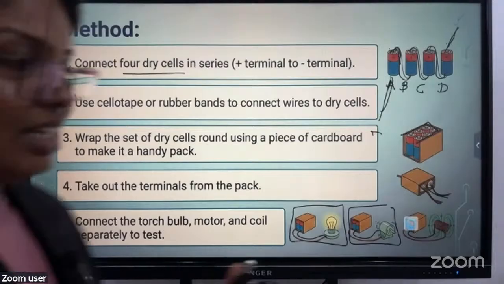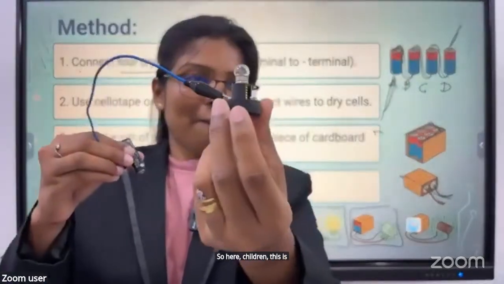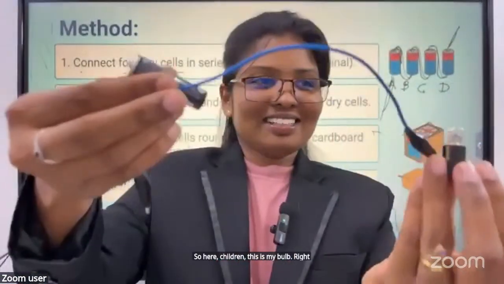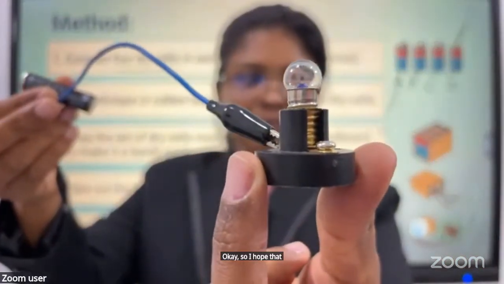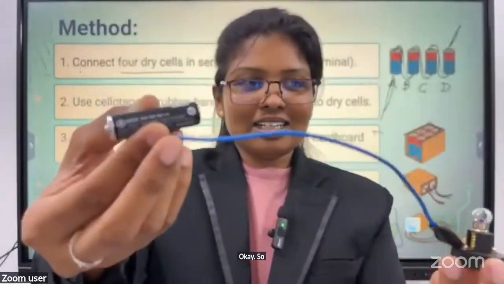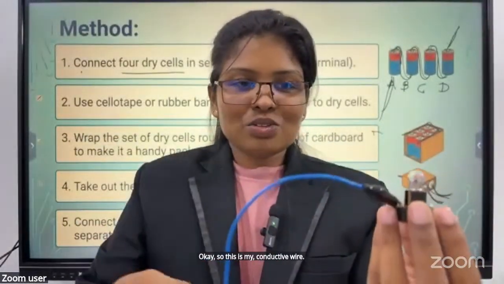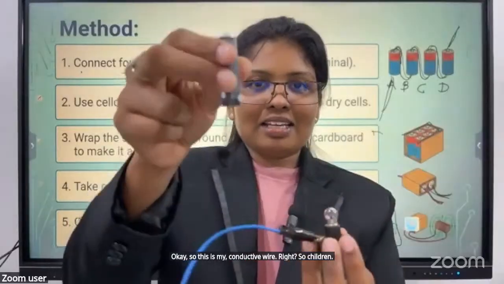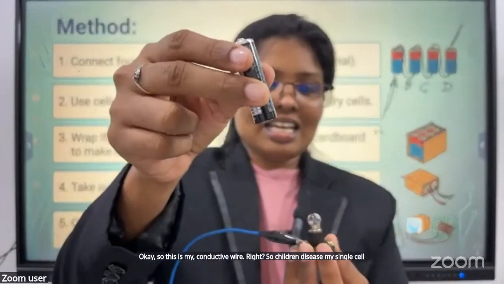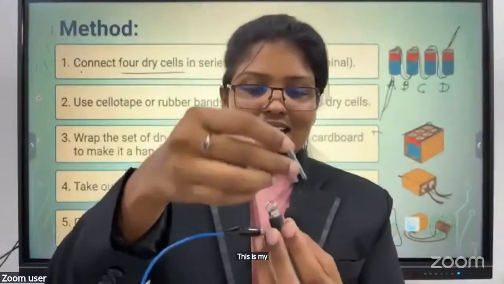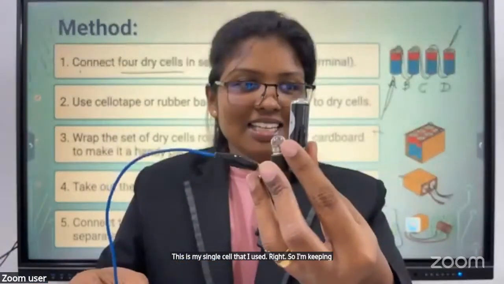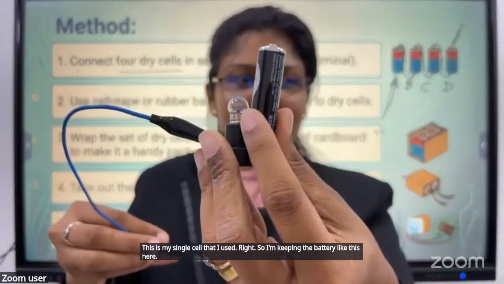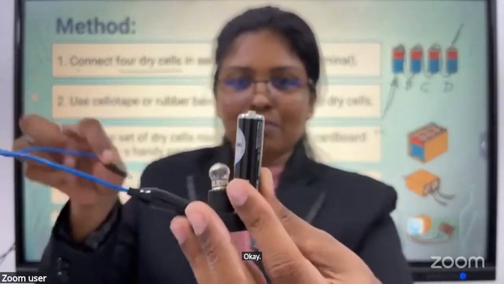So here children, this is my bulb, right? And this is my connective wire. Okay, so I hope that you can see this bulb. Okay, so this is my conductive wire, right? So children, this is my single cell, right? This is the single cell that I used, right? So I'm keeping the battery like this here, on this bulb holder.